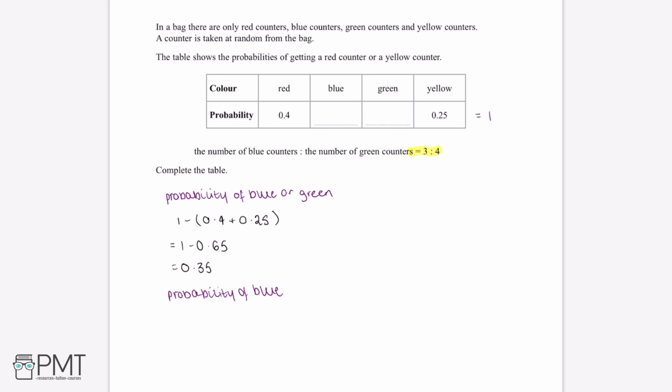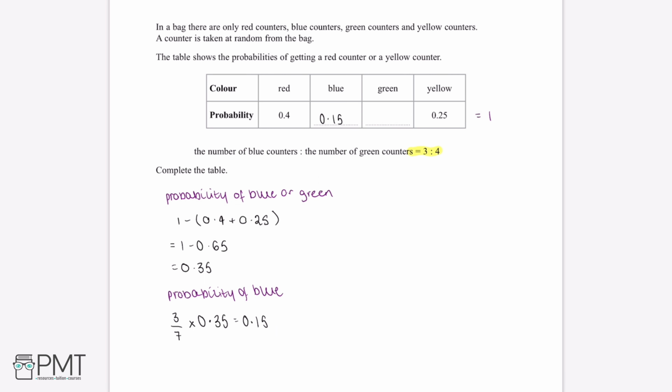So therefore, out of a total of 7 parts, the probability of the counter being blue is 3 out of the total 7. So to work out the probability of the counter being blue, we can do 3 divided by 7 multiplied by 0.35. And this gives us an answer of 0.15, which is the probability of choosing a blue counter.